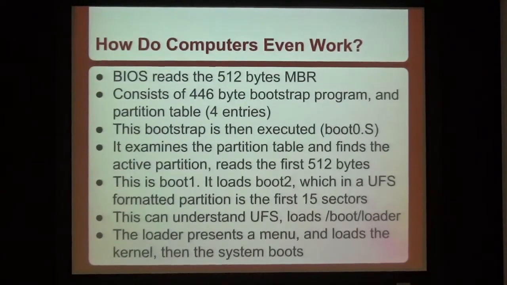The next 512 bytes, which is the volume boot record, which we call boot1, is responsible for loading boot2, which in UFS is conveniently stashed in the first 15 sectors of the file system, which the file system purposely doesn't use so that you can stick the boot code there. Then boot2 has just enough knowledge of UFS to find the inode number of /boot/loader, read the blocks and execute it. Once you fire up the loader, it prints out the fancy menu and does all the Forth things, prints the little beastie on the screen, and then that code loads the kernel and the system boots.